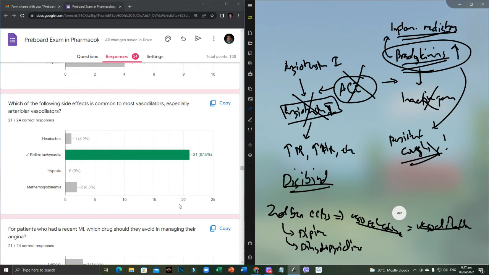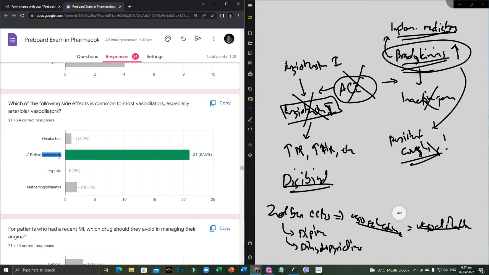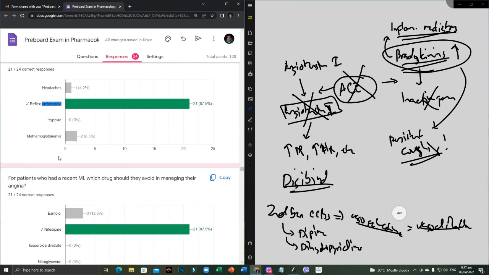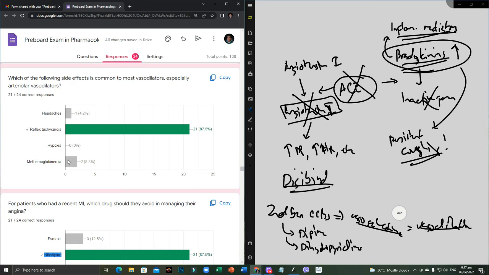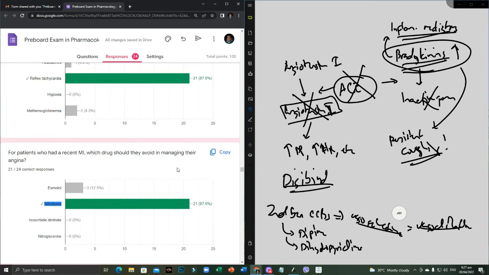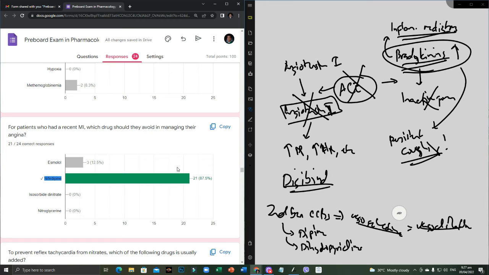Okay. Which of the following side effects is common to most vasodilators, especially arteriolar? Very good. Reflex tachycardia class, which is a compensatory mechanism to the sudden drop in blood pressure. Which of the following, for patients who had recent MI, which drug should they avoid in managing their angina? Very good, nifedipine, because it's going to cause reflex tachycardia. Okay? And of course, if you get reflex tachycardia class, it's going to make your MI worse.